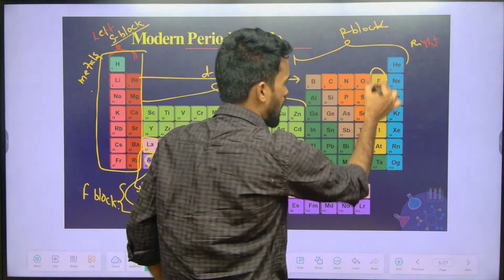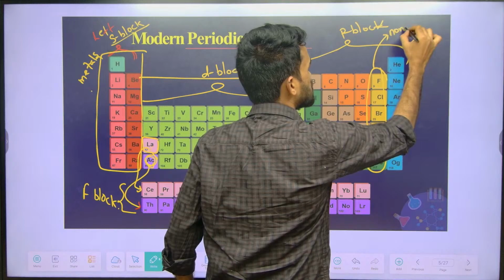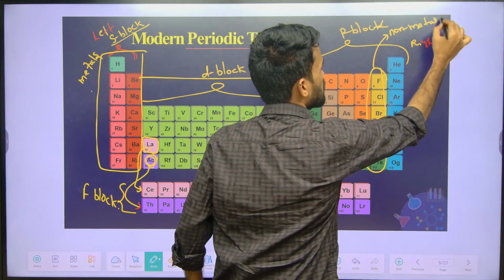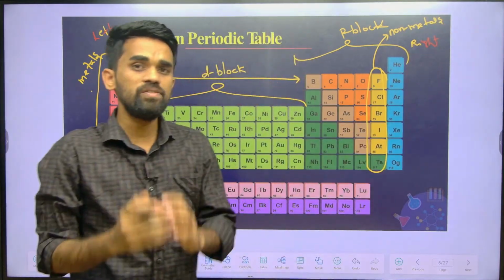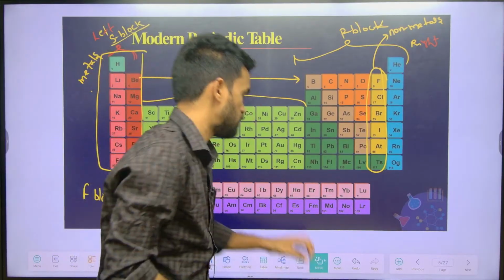All these halogens you are seeing now are non-metals. So metals, non-metals. Sir, how can we define metallic nature, or how can we identify a metal? Yeah, it is very simple.